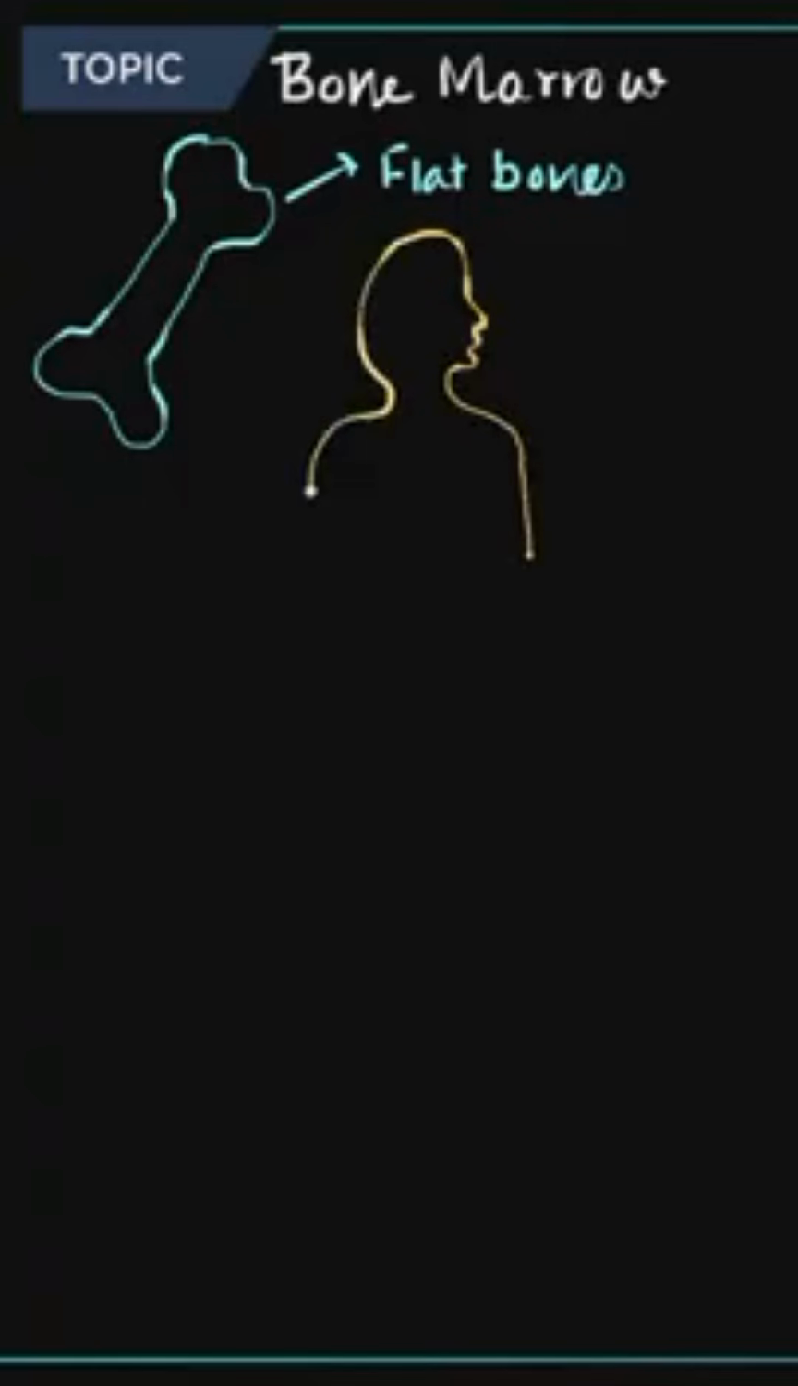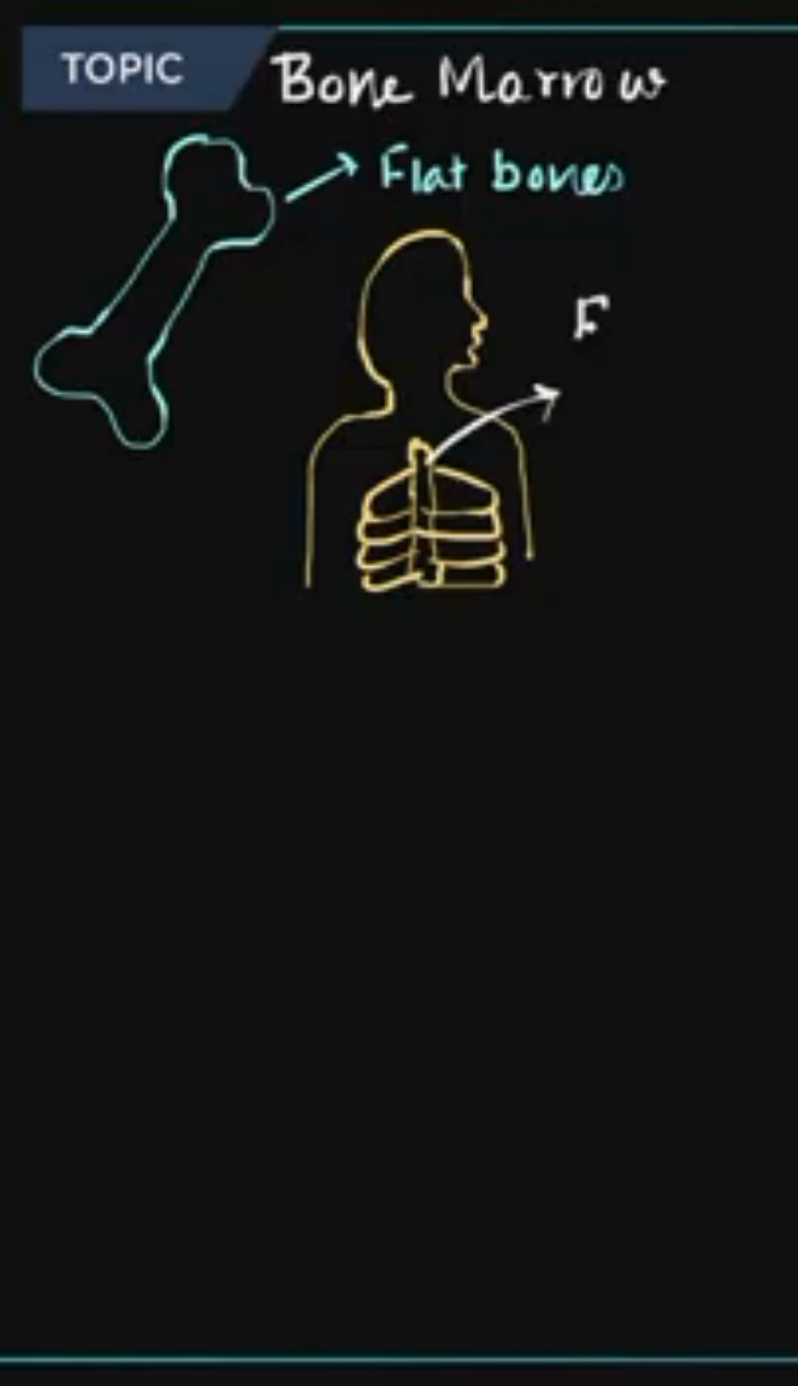Let's assume that that's the human body, and right over there in the center you have the structure called sternum, and then you have these ribs that are connected to this particular region. So you have bone marrow in sternum. So let me write it down. So flat bones, and then sternum is the part where you have bone marrow. Okay. The next part is in ribs also you have bone marrow.